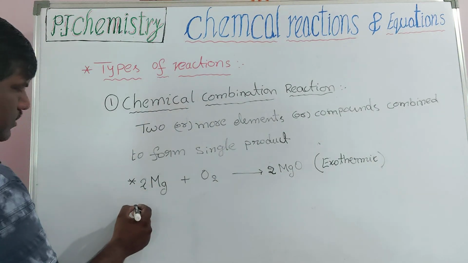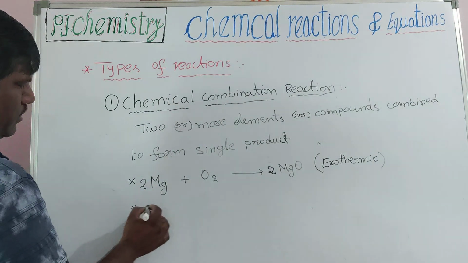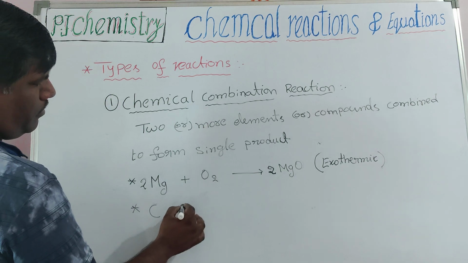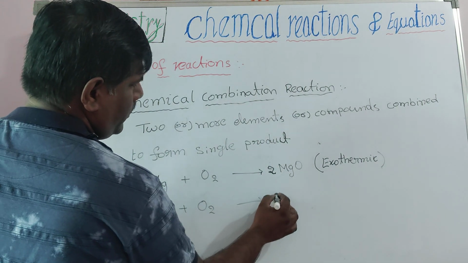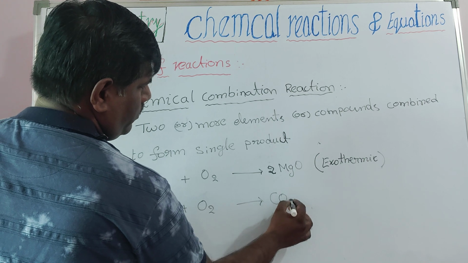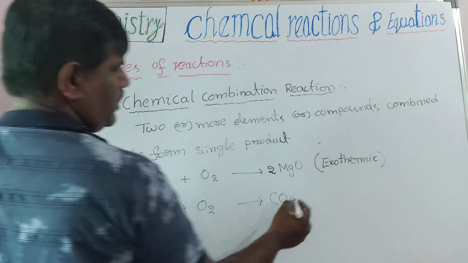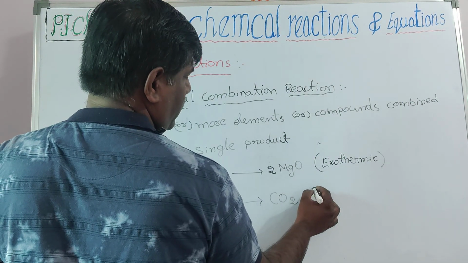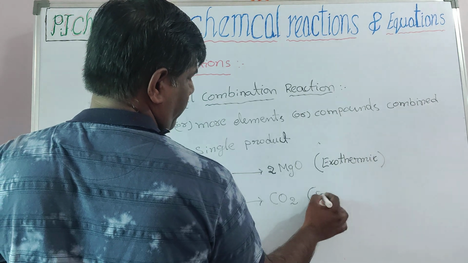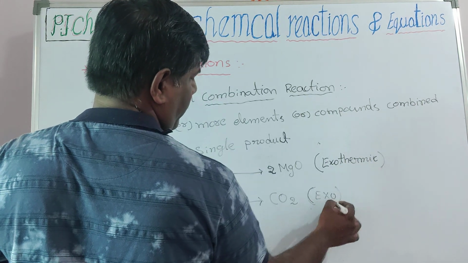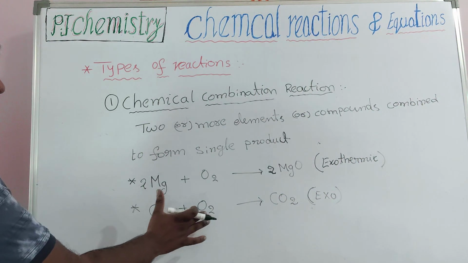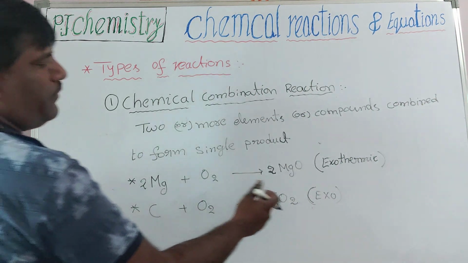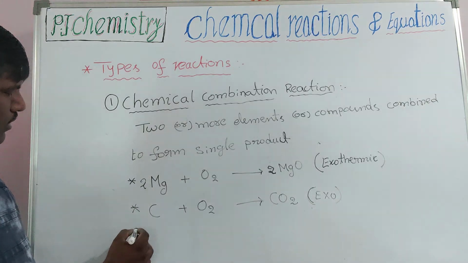Next, carbon burns in the presence of oxygen, it gives carbon dioxide, CO2. It is also an exothermic reaction. Here also carbon is an element, oxygen is an element, combined to form carbon dioxide.